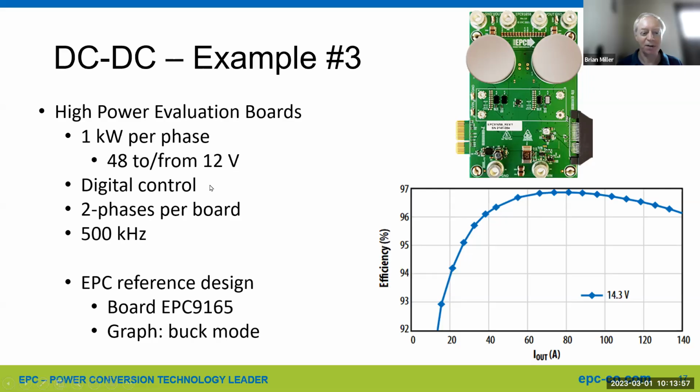They have digital controllers. And again, 2 phases per board, 500 kilohertz. Using one as an example, this one, in the buck mode, you can see approaching almost 97% at 80 amps output from this 2-phase converter. So very good.